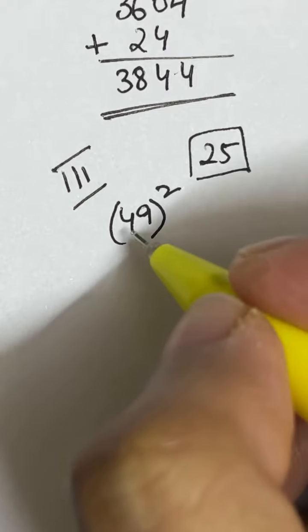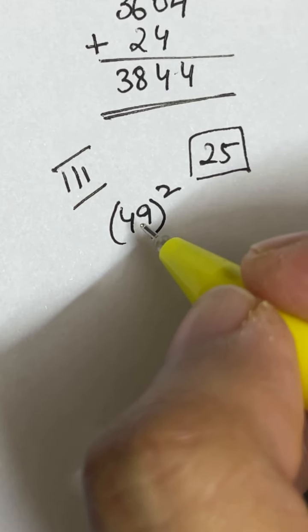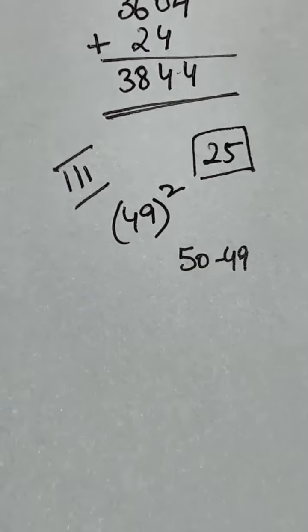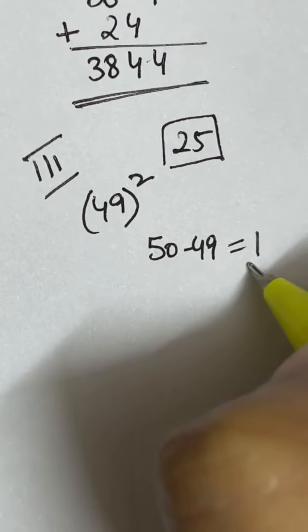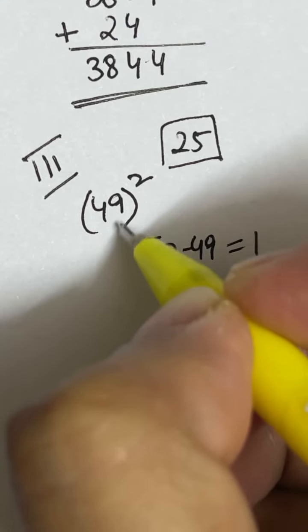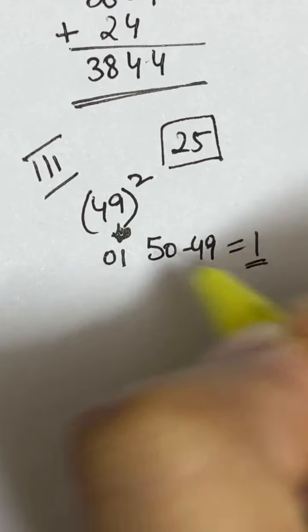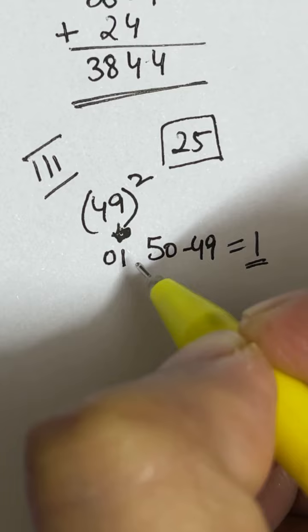You just take how far this number is from 50. So 50 minus 49, how far is it from 50? It is only 1 unit away from 50. Is that right? Yes. So we take the square of 1 and we write it as a double digit 01. We don't take the square of this, just write the square of this. It's a double digit 01.